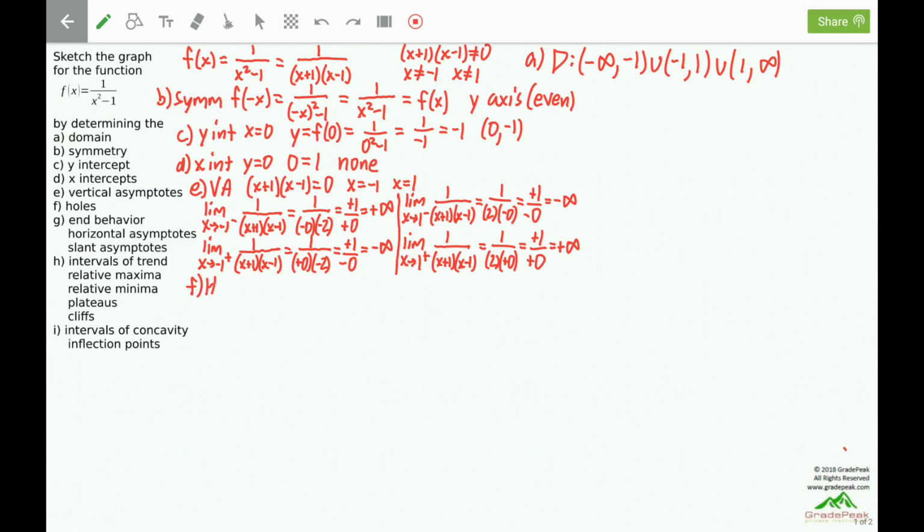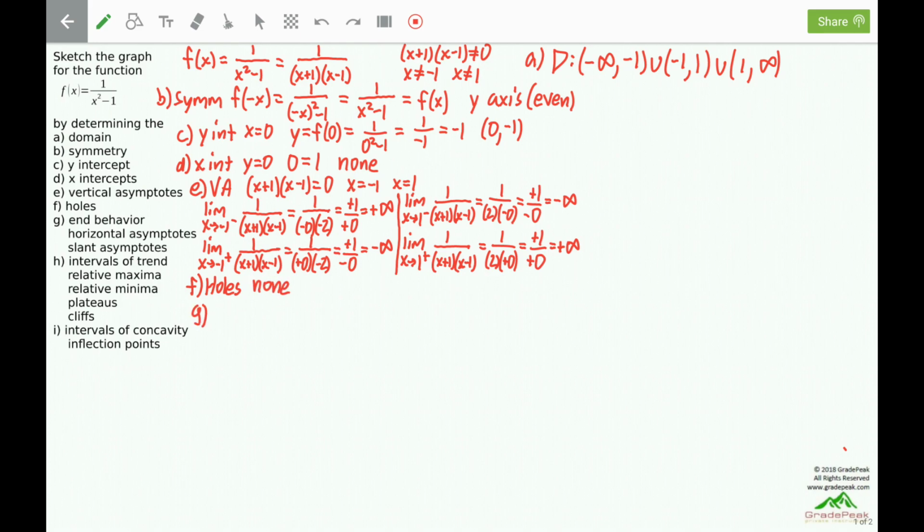For part F, we want to determine if there are any holes in the graph. This occurs when f of x has a numerator and a denominator, and once factored, there are factors that cancel completely out from the denominator with the numerator. The numerator and denominator did not have any common factors to cancel, so for holes, there will be none.